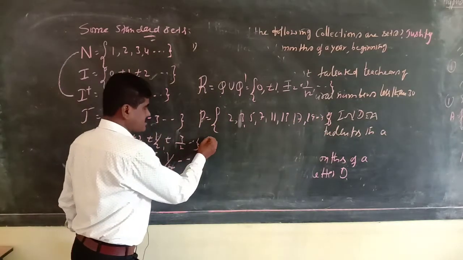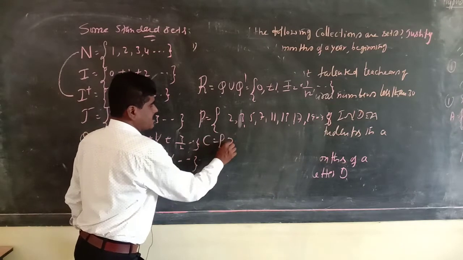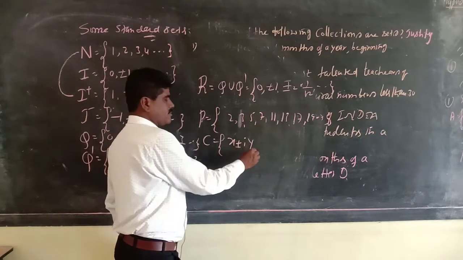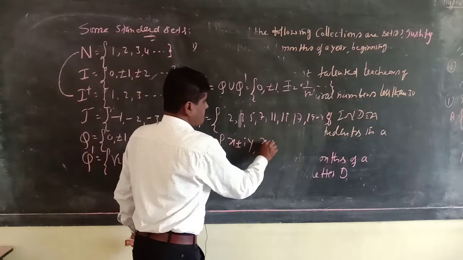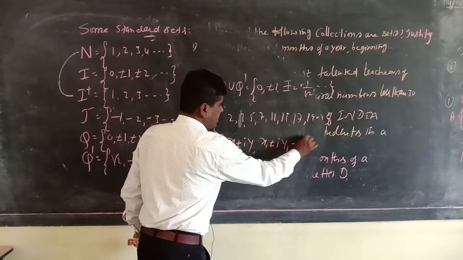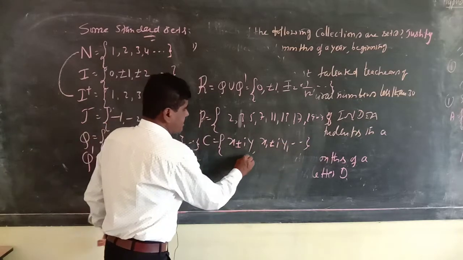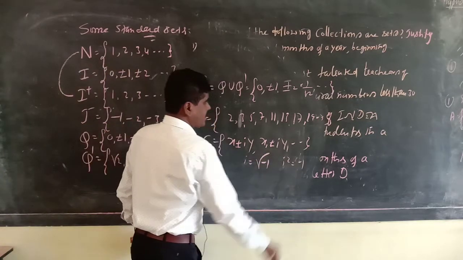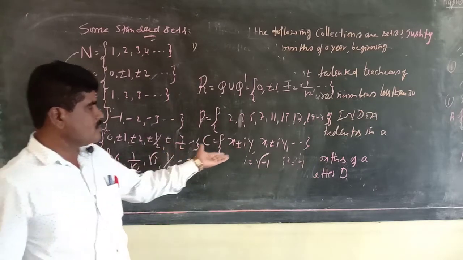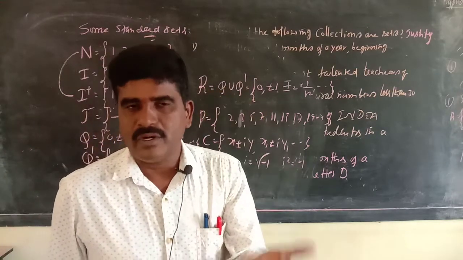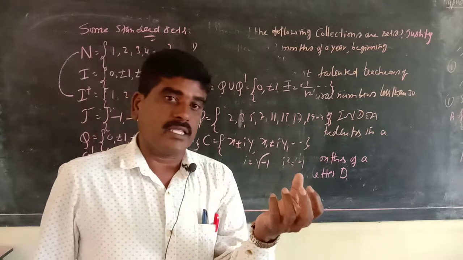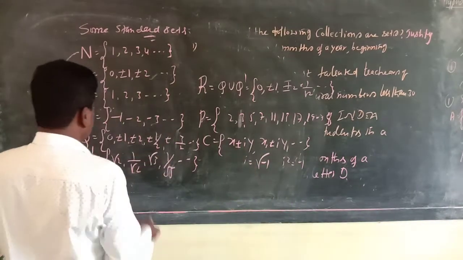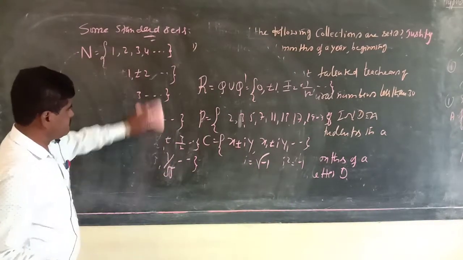The set of complex numbers is generated by the form x plus iy, where x and y are real numbers, and I is the imaginary unit, whose value is always equal to root of minus 1. Squaring both sides, I square is equal to minus 1. These are very important sets for our exam.